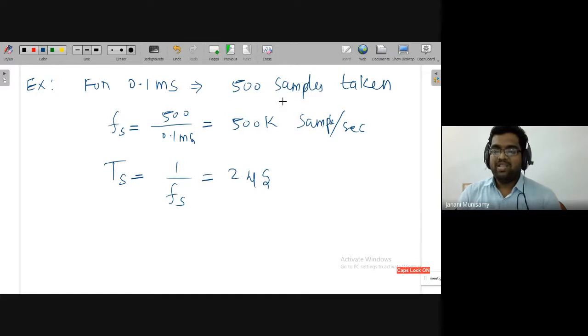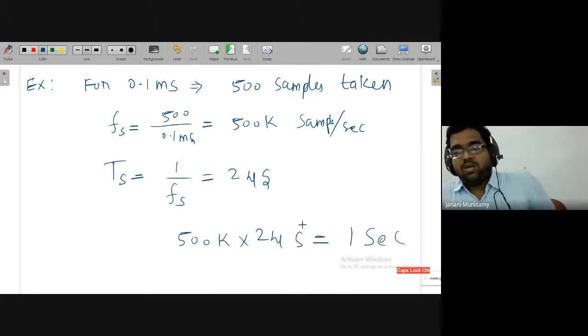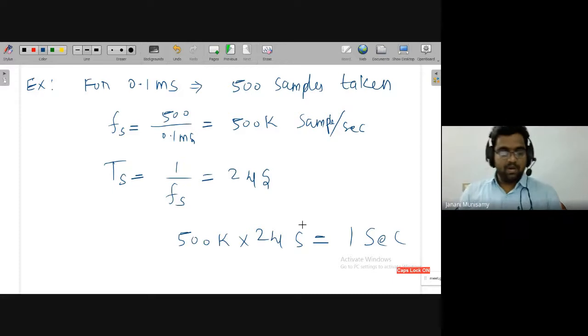You know how many samples are there? 500K samples are there. Each sample has a sampling interval duration of 2 microsecond. If you multiply these two, you will get 1 second. That is the simple idea. So now somewhat we understood what is Fs, Ts, and everything.